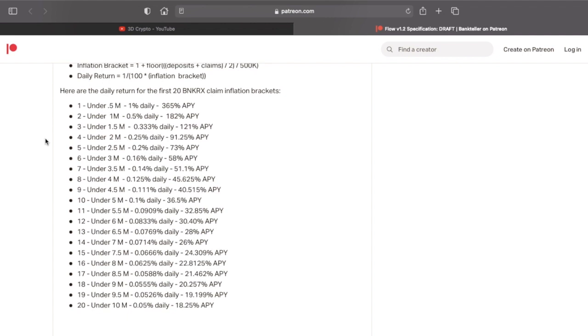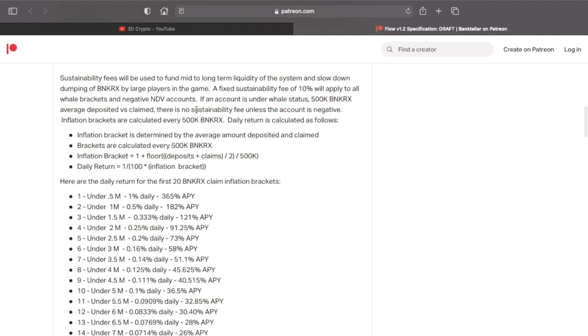And then if you're at 1 million, your daily drops down to 0.5%. And again, that is 5,000 BNKRX. So the easy way to see it is once you hit over 500,000, you're going to be hit with a sustainability tax, so you're limited to how much you can withdraw. And then obviously you've got the sustainability tax of 10% for net negative accounts.